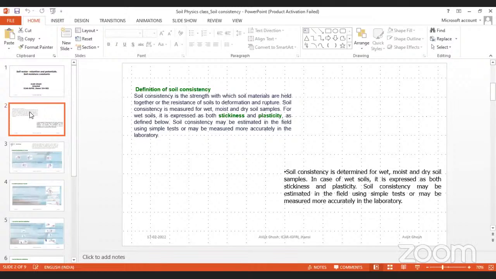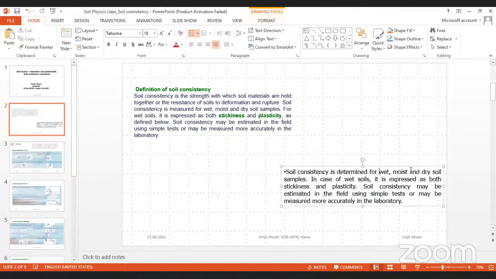Now, my second topic is soil consistency and its importance. First, you have to understand what soil consistency is. Soil consistency, as I told earlier, is the strength with which the solid soil materials are held together, or the resistance of the soils to deformation or rupture. It is measured in stickiness and plasticity. And soil consistency is also determined for wet, moist, and dry soil. This point should be noted.